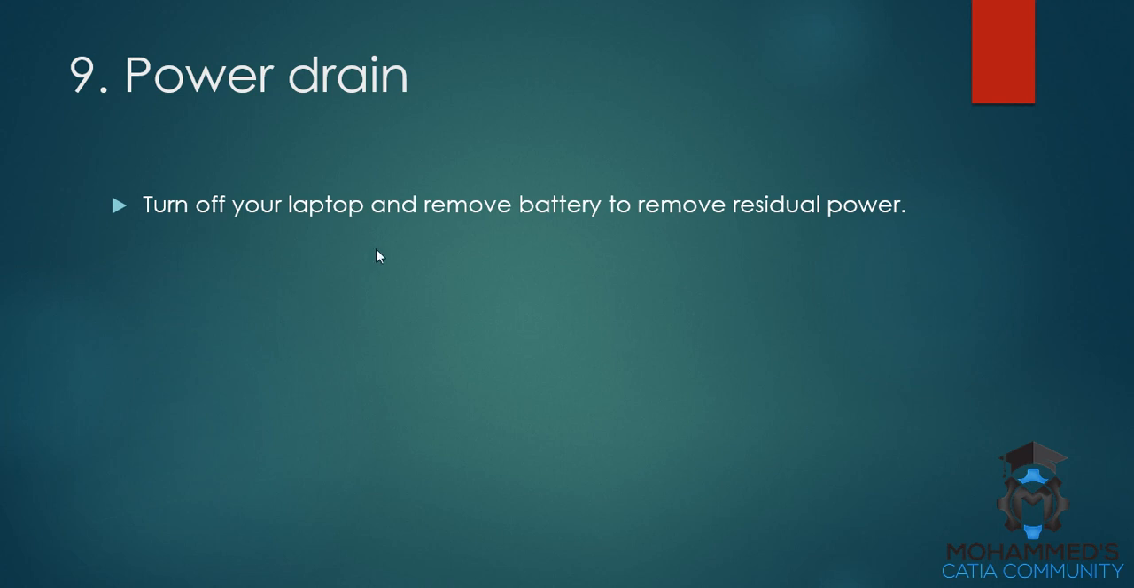Now comes the power drain. This is also something you can do with the laptop. Turn off your laptop, remove the power cord, remove the battery, and make sure that there is no power in it. There will be some residual power inside your laptop, so keep pressing the power button again and again until the power light doesn't blink at all. That means you have drained the power completely. Keep the laptop as it is for some time, then put back your battery, charge it, turn on your laptop, and see if it works or not.